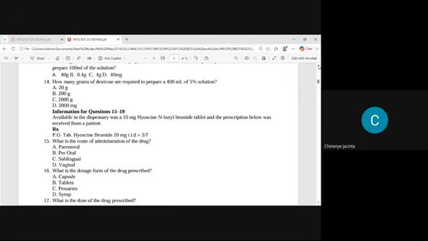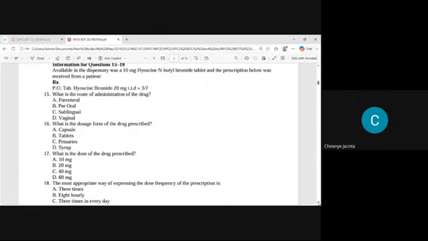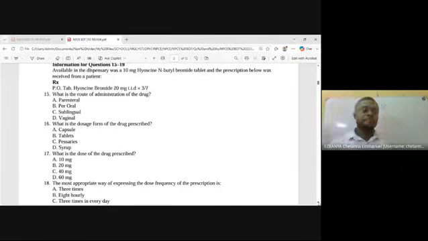Information for questions 15 to 19. Available in the dispensary was 10 milligram hyoscine N-butyl bromide tablets, popularly known as Buscopan. And the prescription below was received from a patient: dispense, PO, tab hyoscine bromide 20 milligram TID times 3/7. Question 15 says, what is the route of administration of the drug? The answer is B, per oral. That's what PO stands for.